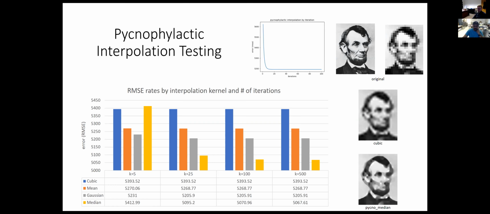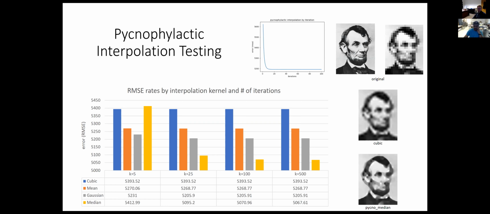The results, don't worry about the median image here for just a second; I'll talk about that in a second. Basically, the way that the pycnophylactic interpolator works is that it iteratively makes improvements. It goes through a first pass and tries to figure it out, a second pass, a third pass, and you can run that a number of times. On the very left side here, K is 5. That's 5 passes through the image trying to reallocate pixels and smooth things out a little bit.